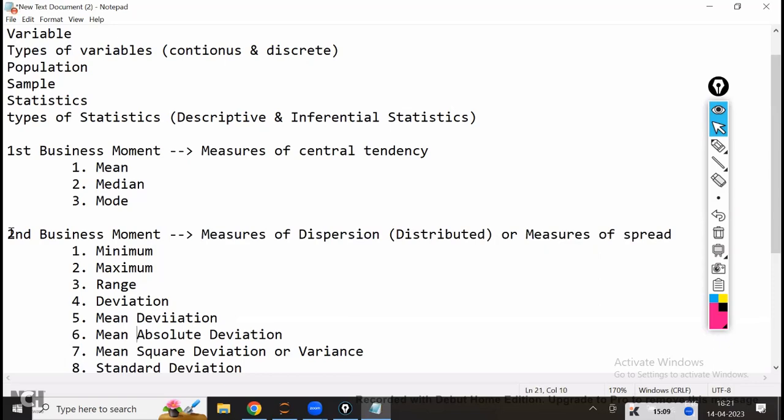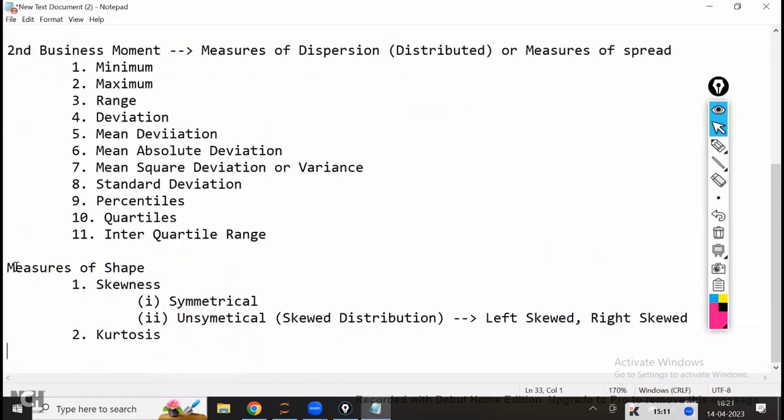So next, skewness. Skewness comes under the third business moment. The third business moment is skewness, and the fourth business moment is called kurtosis, right? So these are the things.